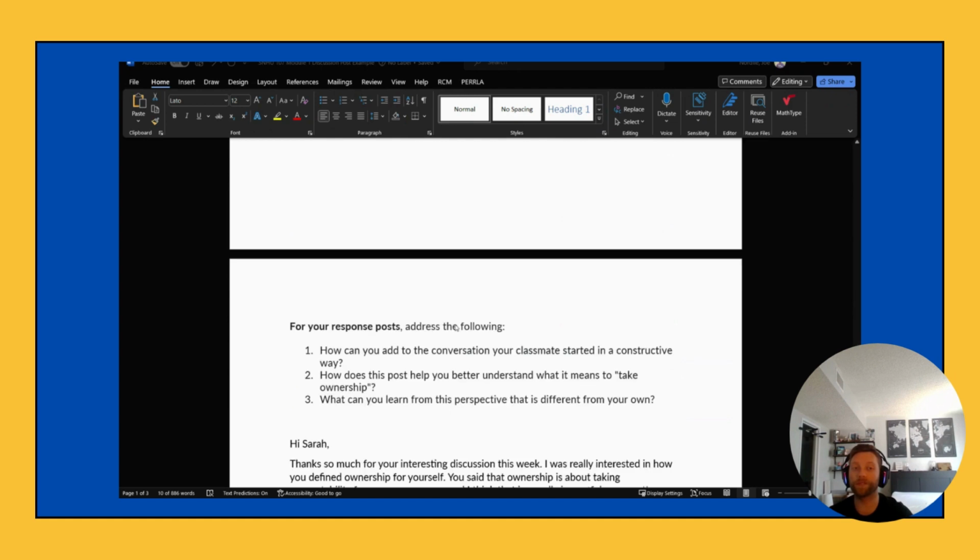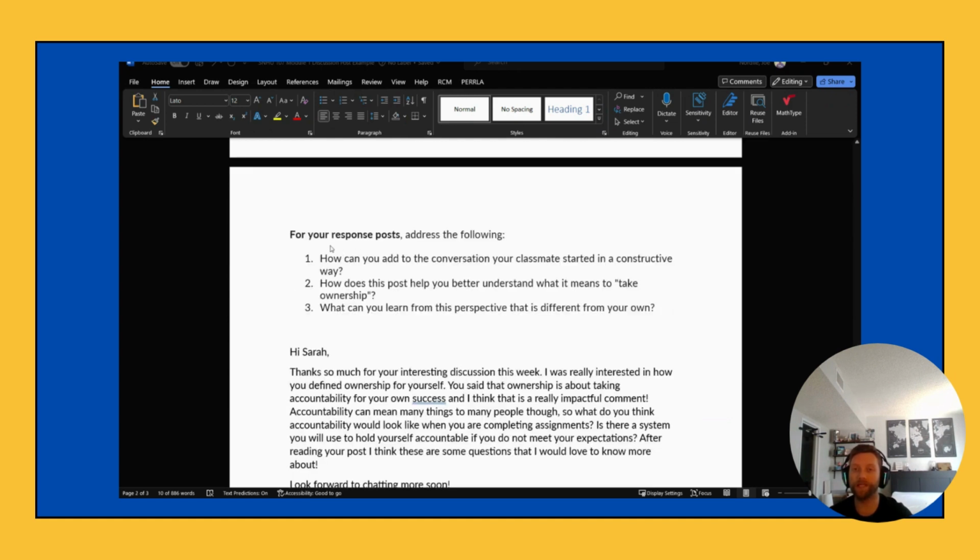Taking a look at responses down below, indicated in the response post instructions, it indicated how can you add to the conversation of your classmate that they started in a constructive way. So how can you be constructive? How does this post help you better understand what it means to take ownership? And how can you learn from this perspective that's different from your own?